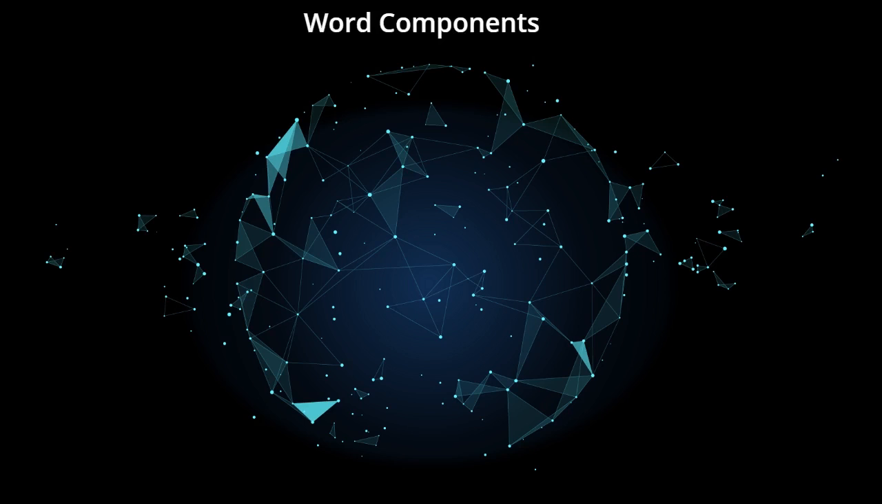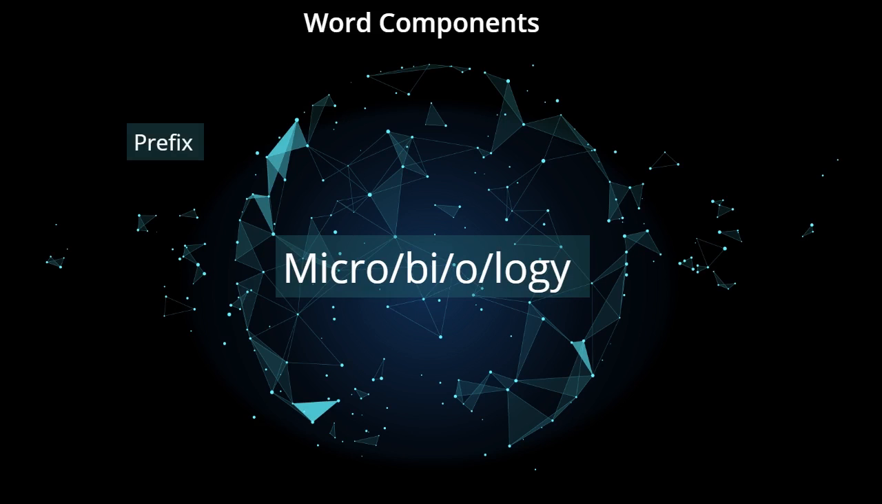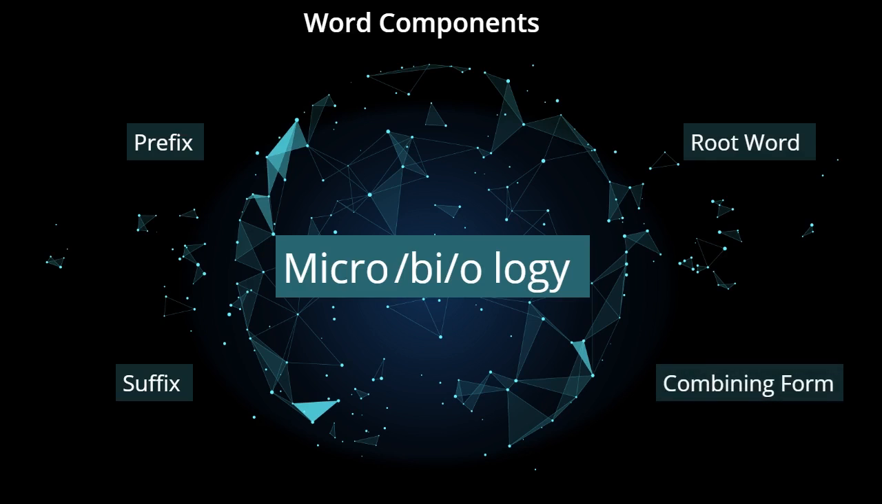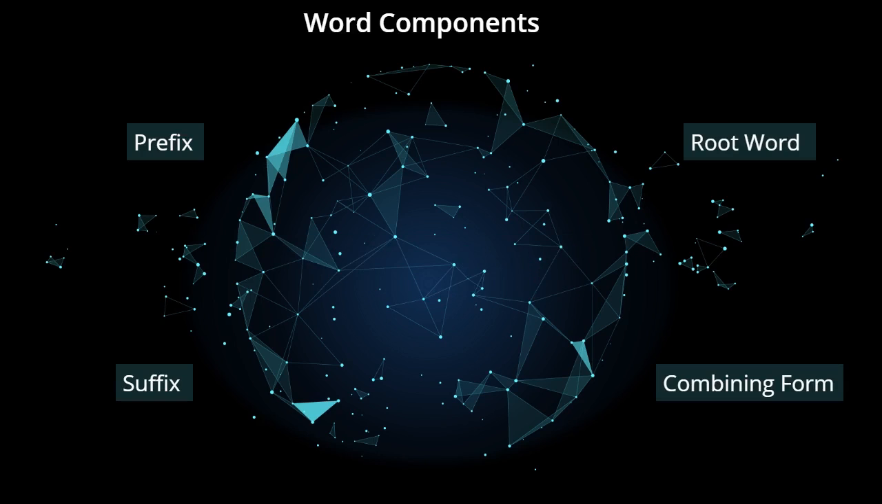The components that we are going to utilize include the prefix, which comes at the beginning of a word. For example, in the word microbiology, the prefix would be micro. The suffix, which comes at the end of a word. Here, the suffix would be ology. The root word, which is the body of the word. In this case, bio. The combining form, which is the body of the word with a vowel added, usually an O. Microbiology is not the best example of this because bio already ends with an O and ology begins with a vowel. So this is the exception to this component.